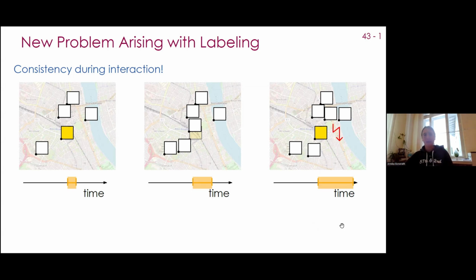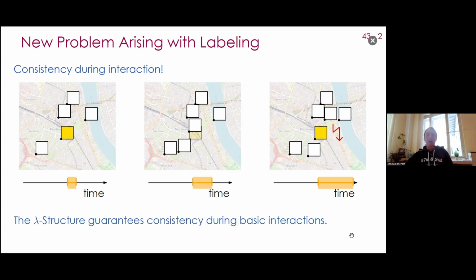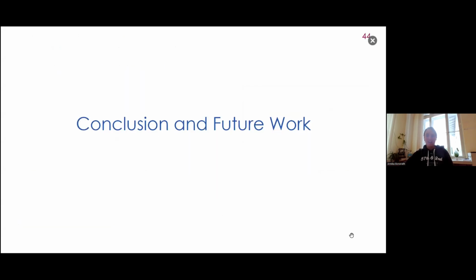So this is something we added in this problem to our formulation. And we developed this lambda structure that guarantees the consistency during basic interactions. That was everything I wanted to say on labeling. Now I will shortly give you a conclusion and outlook on future work.